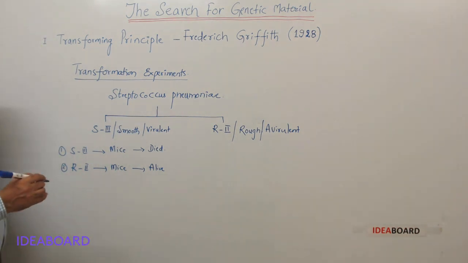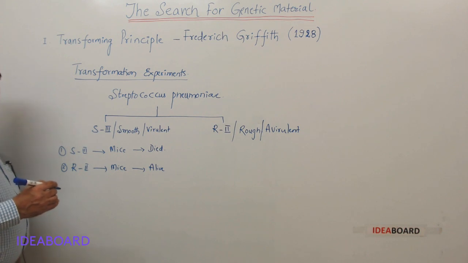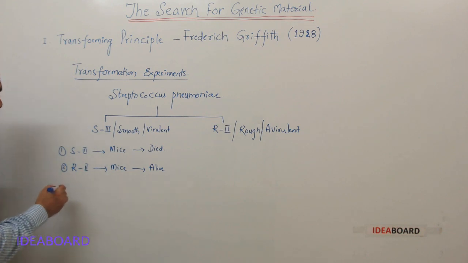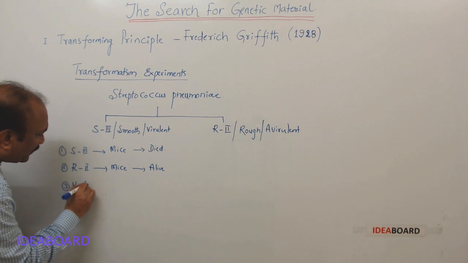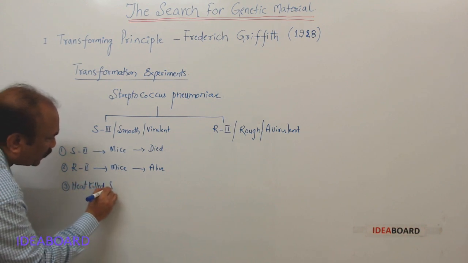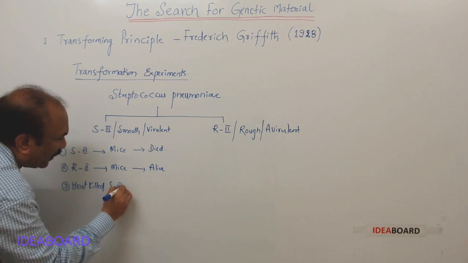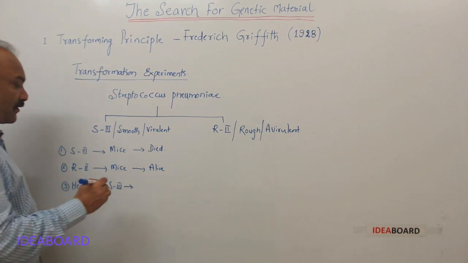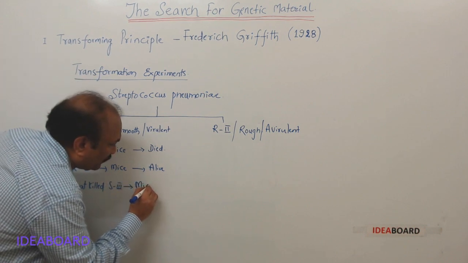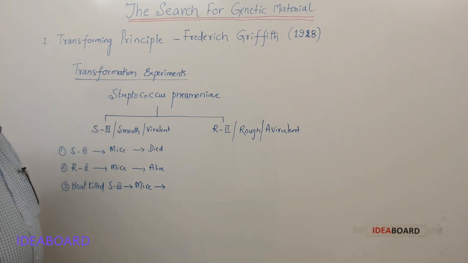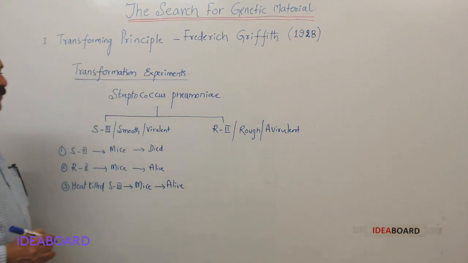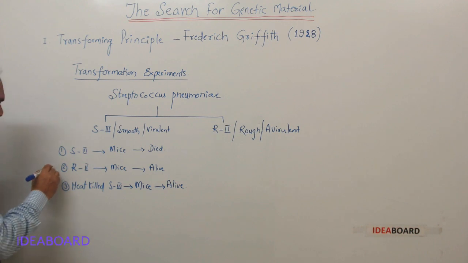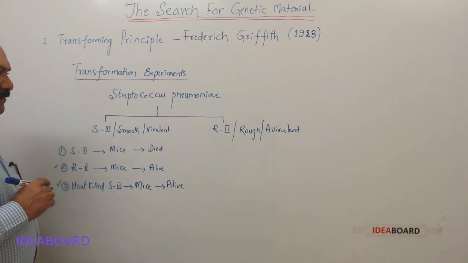Now, he killed the smooth cells just by heating, giving heat-killed S3 cells. When these heat-killed S3 cells were injected into the mice, nothing happened to the mice; they were alive. So we can see that R2 cells and heat-killed S3 cells are not harmful to the mice.